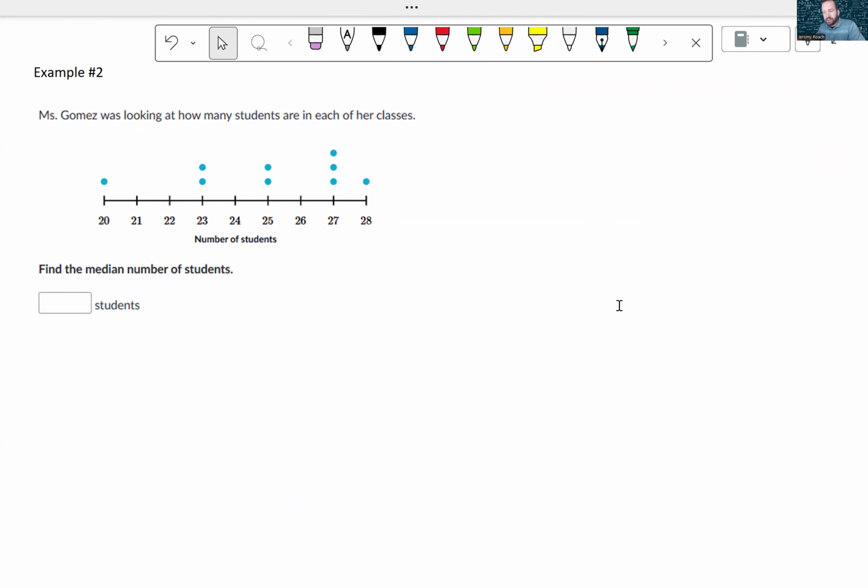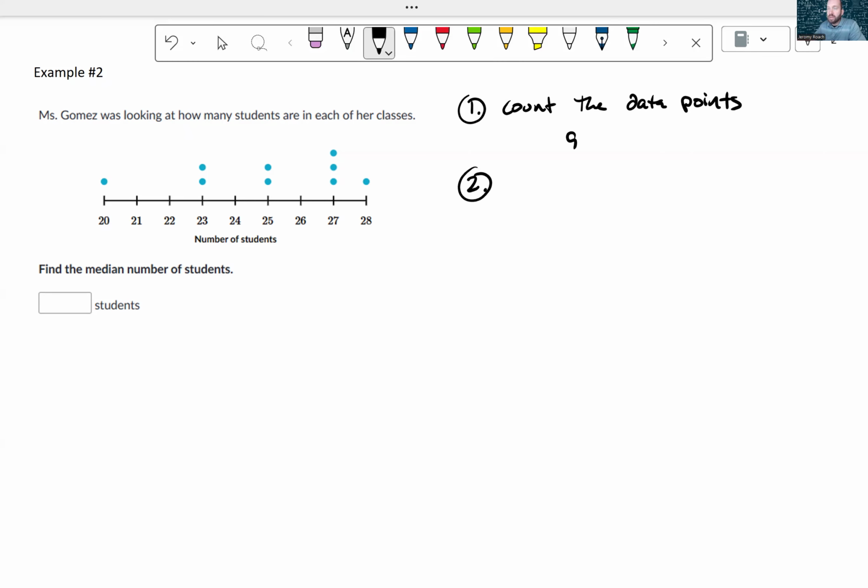So first, let's figure out the total. The last problem told us there was 9 altogether. Let's see how many data points we have here. So 1, 2, 3, 4, 5, 6, 7, 8, 9 dots. So we also have 9 data points. That would be our first step, is count the data points if they don't tell us. And here we have 9 of them.